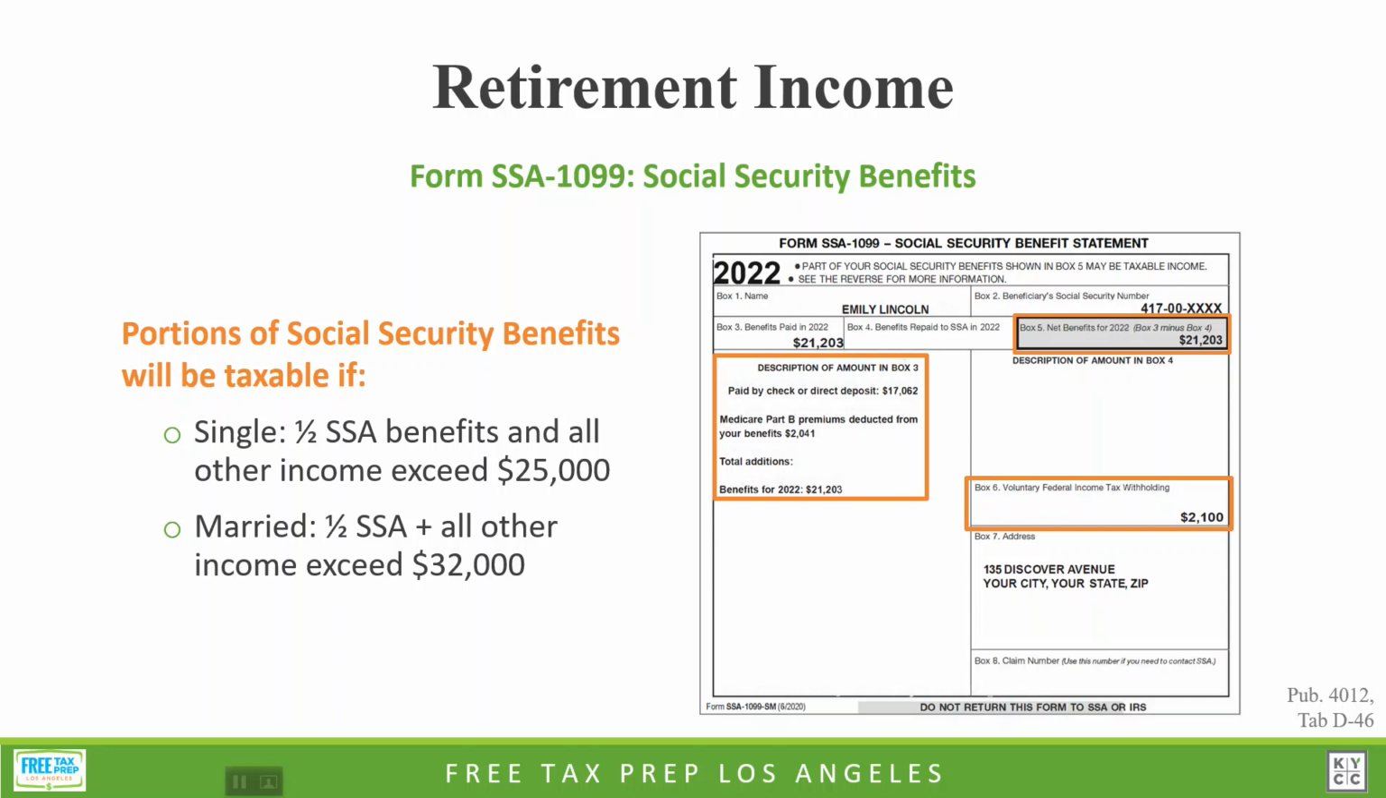To see the total amount that the client received during the year in Social Security benefits, you can look at box number 5. If they have any withholdings, that will be reported on box number 6. We also have a description box. If they have any Medicare premiums deducted from their benefits, then that information will be included there. If there is no information, then it would just be empty.